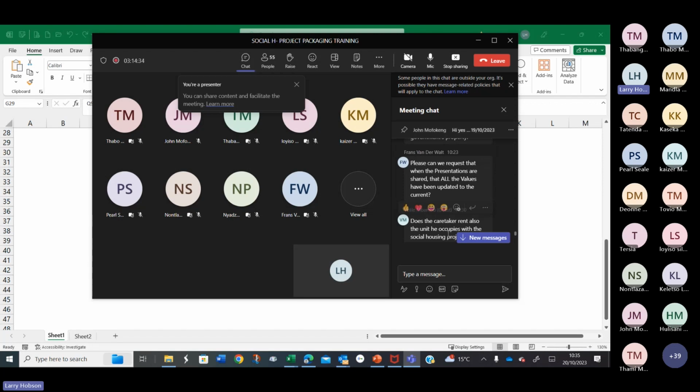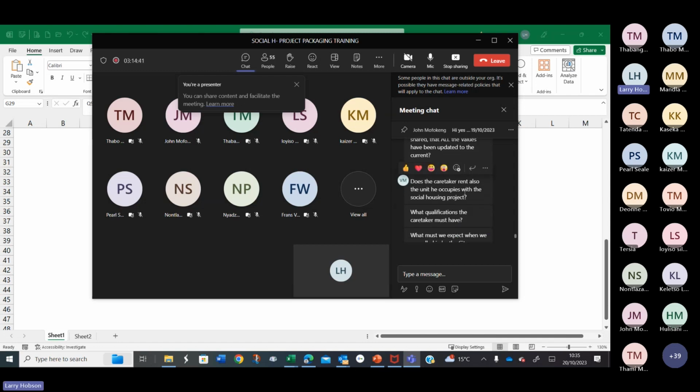That's a good plan, because these slides have become a bit dated. Does the caretaker rent also? Right. Well, you might have a caretaker living on the property. He or she would be paying either a reduced rent or no rent, depending on the deal that you've got with a caretaker. So you build that into your rental income here as well.